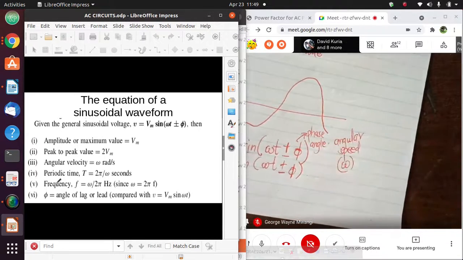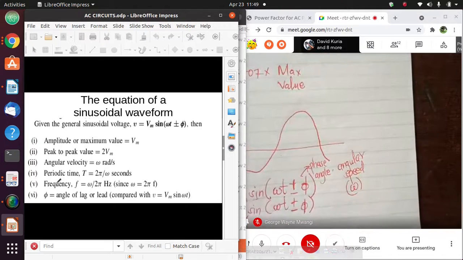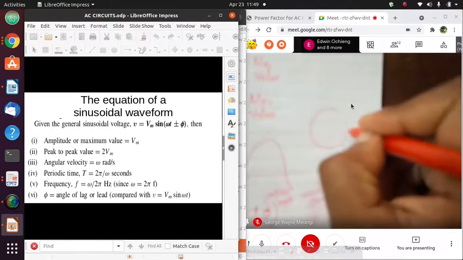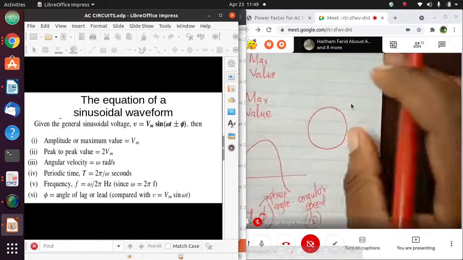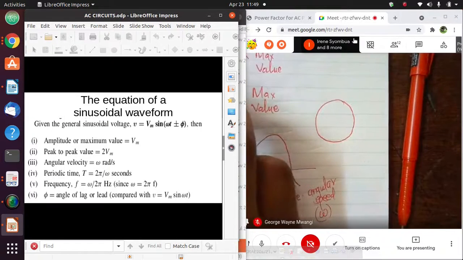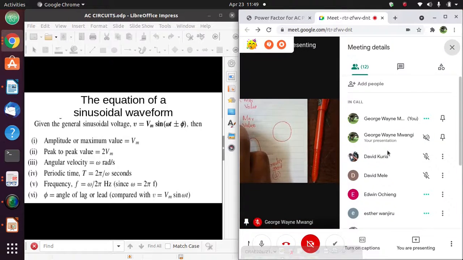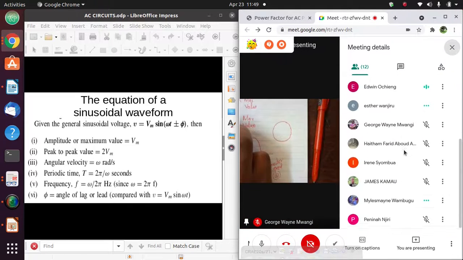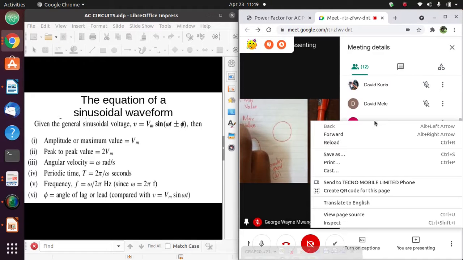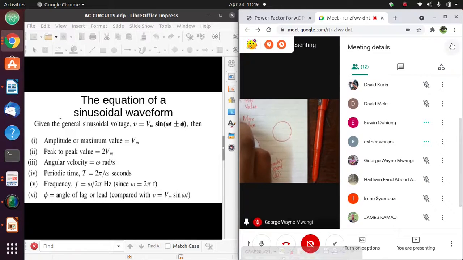Now, naomba huyo mtu ambaye ameweka hiyo ni mute. Now, when you look at this in terms of... sijui ni nani, najisikia pia. Ocheng. Hebu mute kidogo.